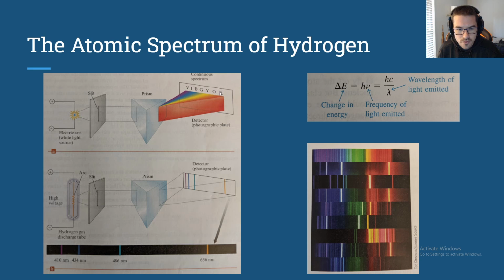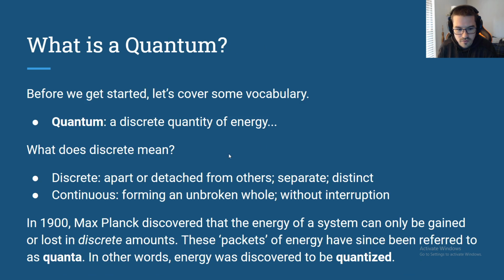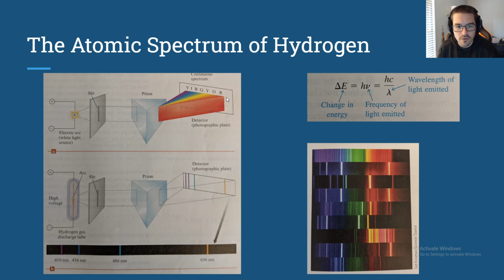ROY G. BIV written backwards: red, orange, yellow, green, blue, indigo, violet. When you take white light and pass it through a prism, you get all of these colors in a continuous spectrum, right? So if I go back to the previous slide, that spectrum forms an unbroken whole without interruption. You get all of the different colors, or all of the different wavelengths of light, from red all the way to violet.